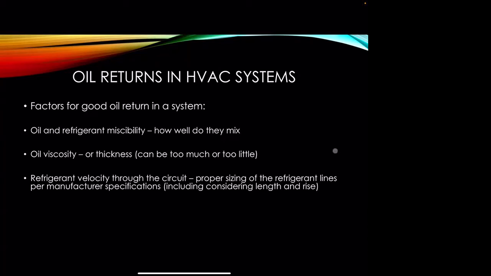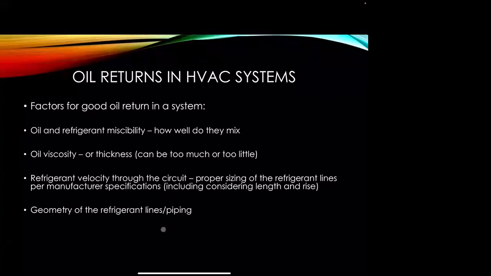Refrigerant velocity through the circuit. What we mean by that is proper sizing of the refrigerant lines, depending on how long the refrigerant lines are, how much height they have to go, how much higher the condensing coil is from the evaporator or vice versa. So we do have to consider the length and the rise to get our proper sizing of the refrigerant lines. And the geometry of the refrigerant lines. Again, how they're running. So that length over rise, does it have to go up and then down again and back over and up another 20 feet? Know that geometry of those lines too if you're ever looking at a potential issue.